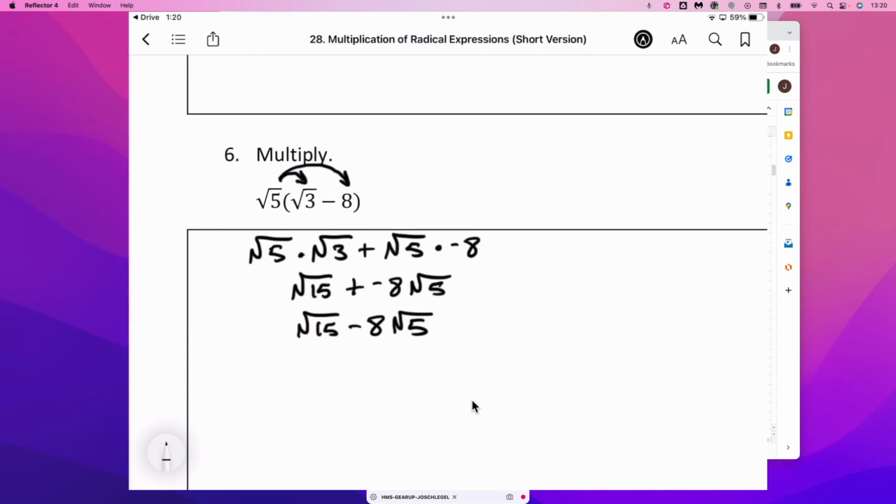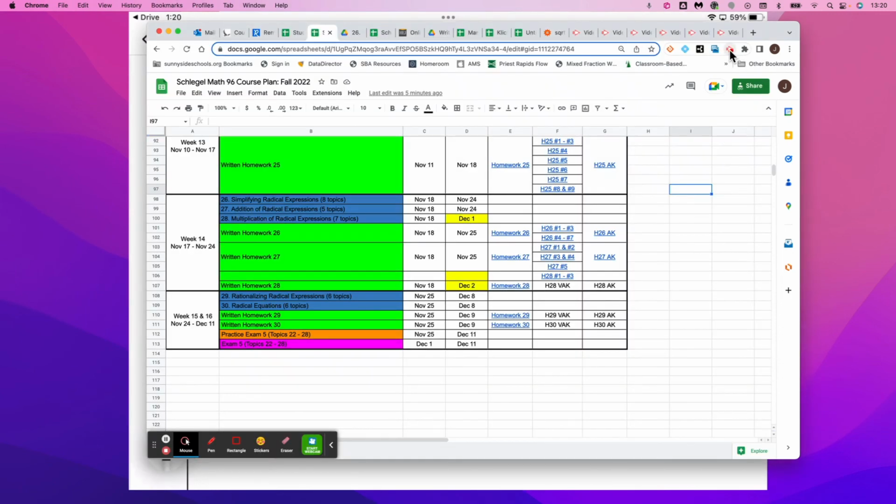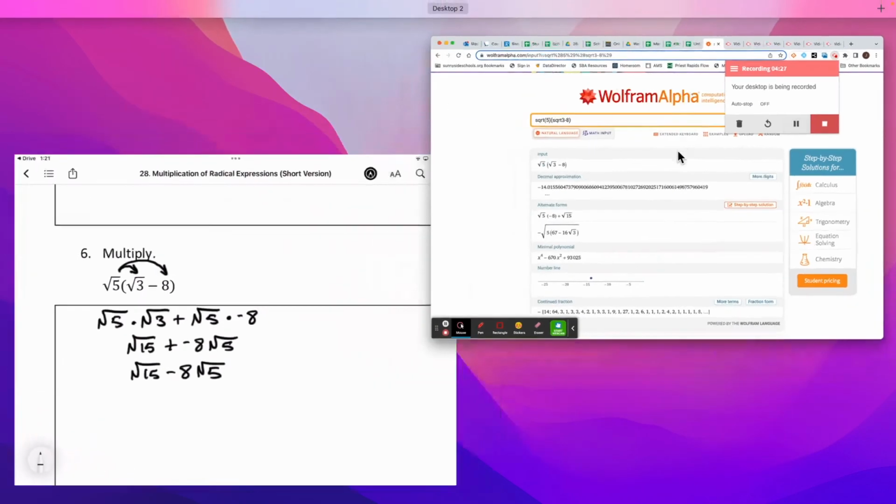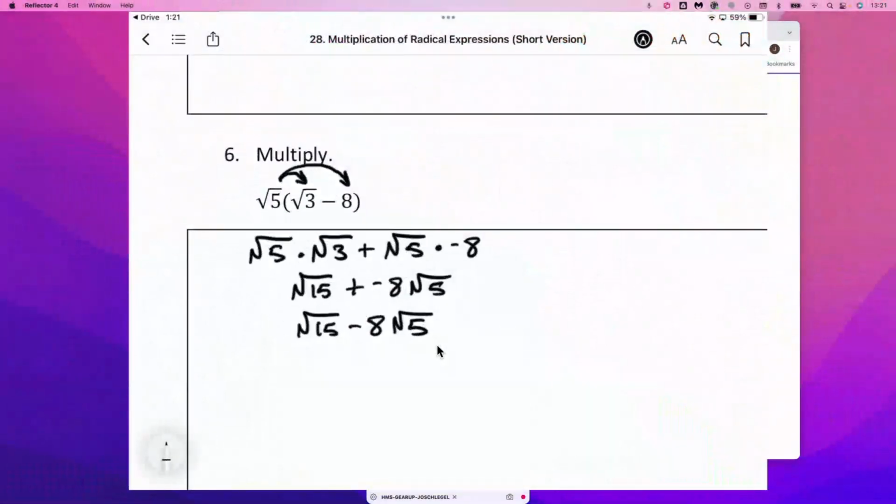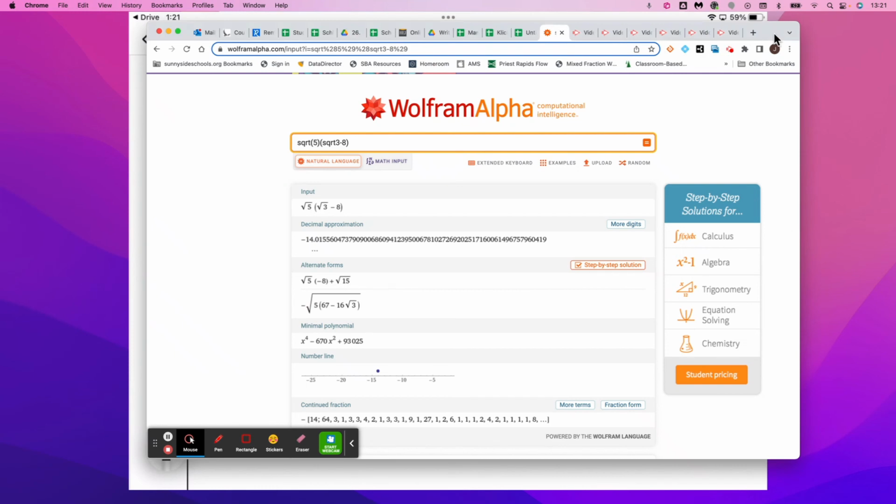And I think that that's all we can do on that one. I'm going to verify that really quick, and I'll be right back. And it looks like that is all we can do on that one. So no real simplification of the radicals here. Not much we can do. But that's what that one's going to look like. I'll be back with another video for the last one, number 7.